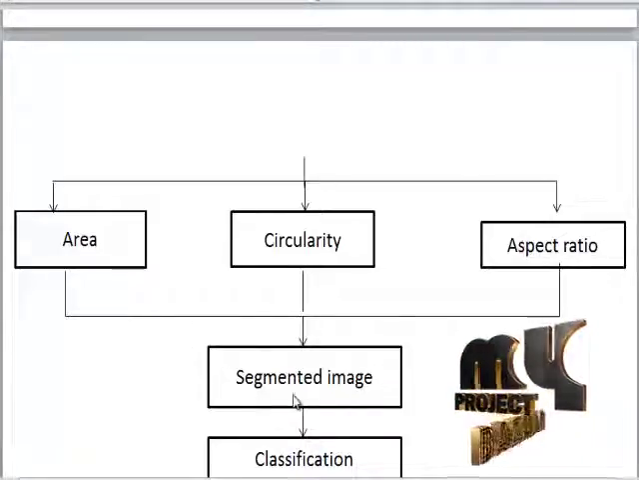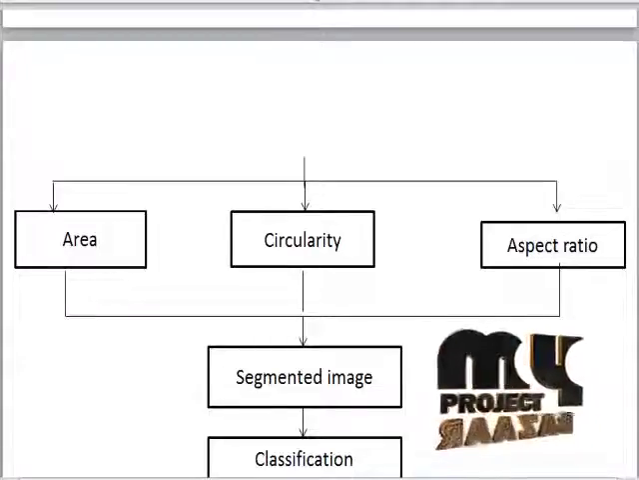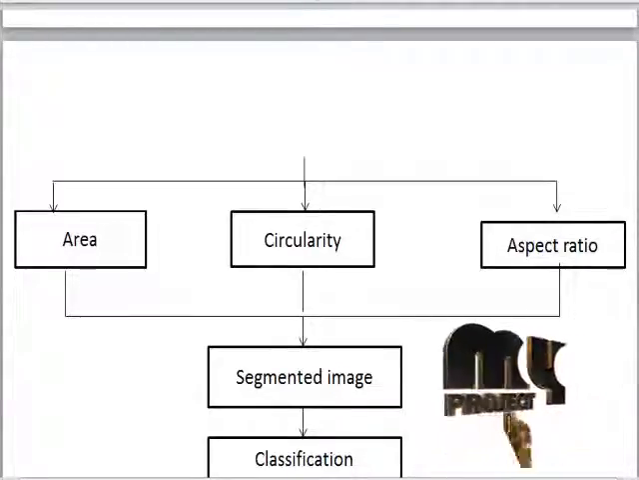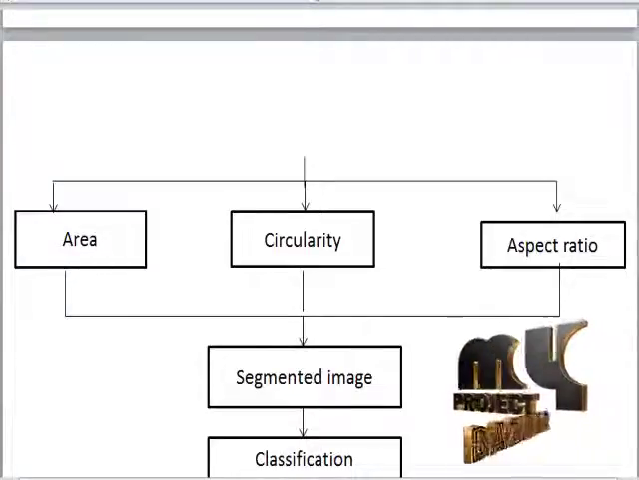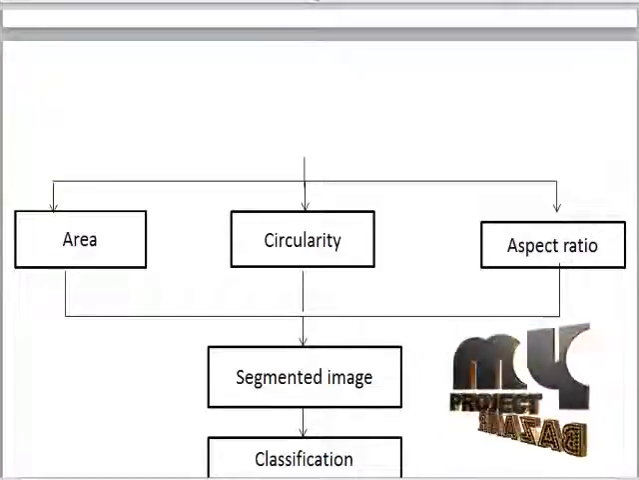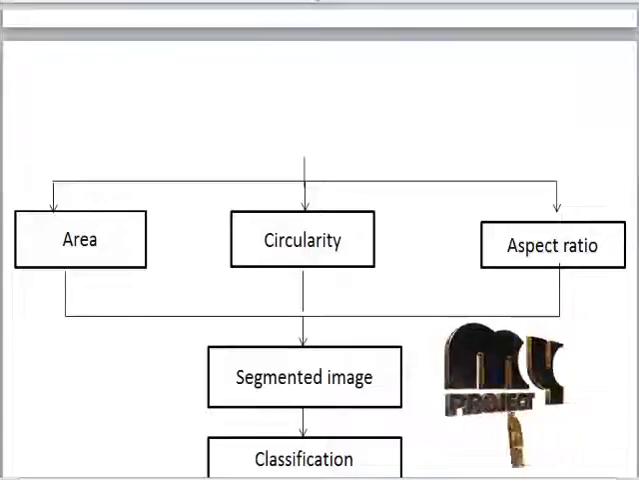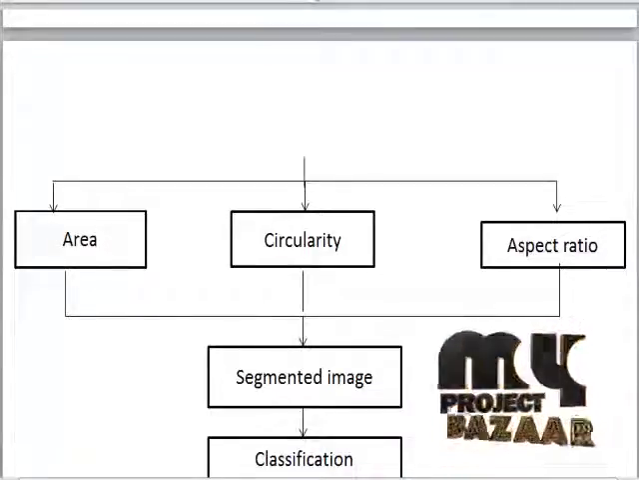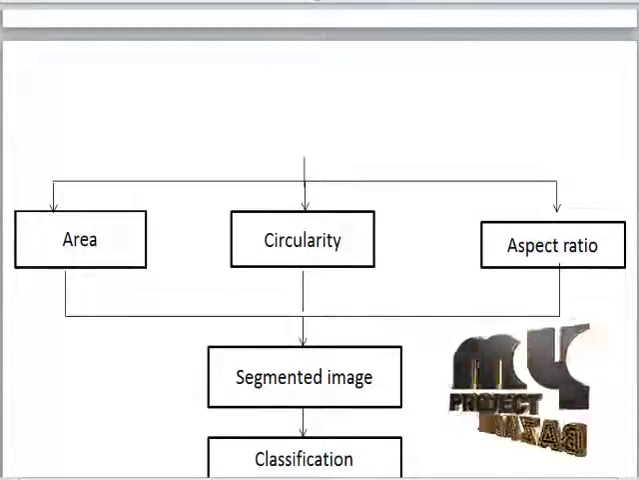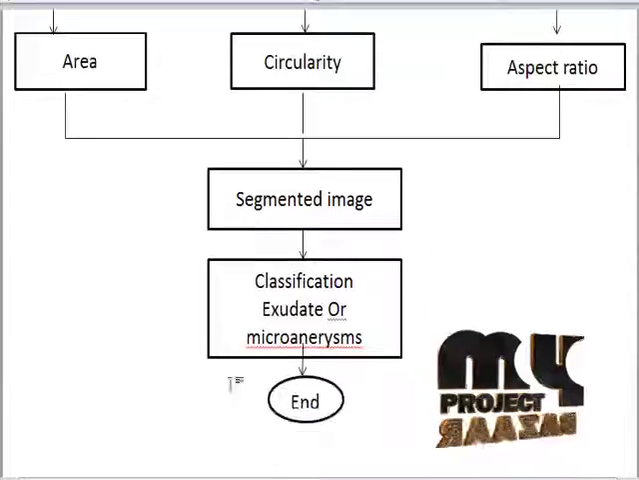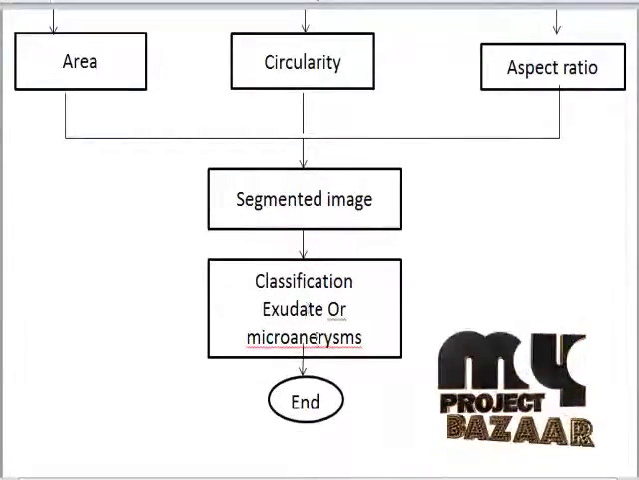Then in the segmented image, the optic disc is located to detect the exudate. Then the image is segmented to detect the edges and boundaries. The image is segmented by using a clustering technique. By using the color histogram technique, the graph is plotted. Then classification. Here we are classifying whether it is exudate or microaneurysm.